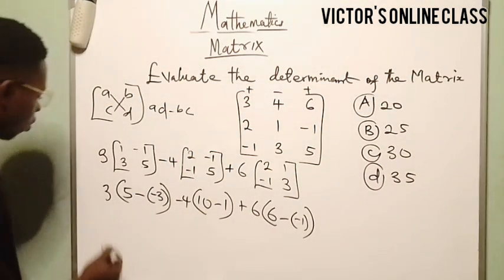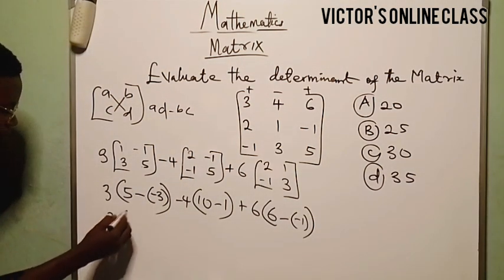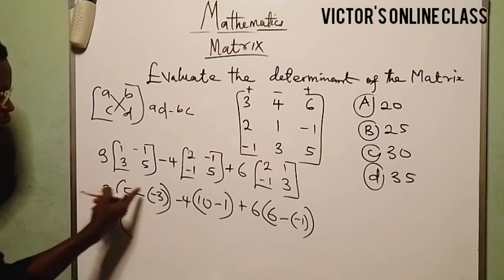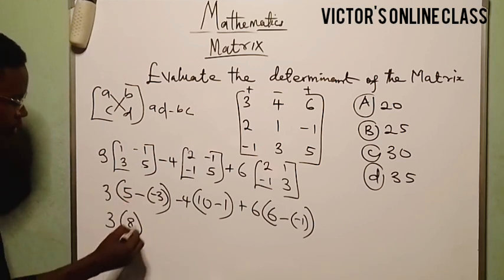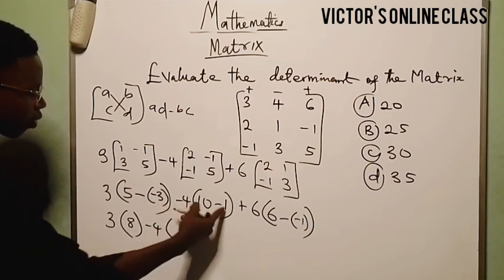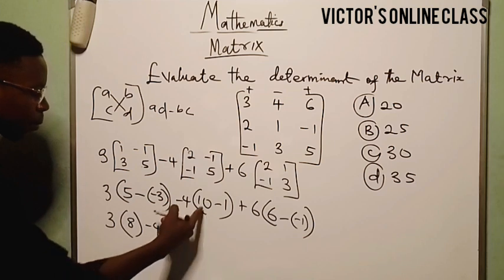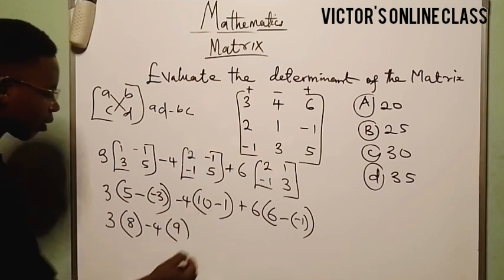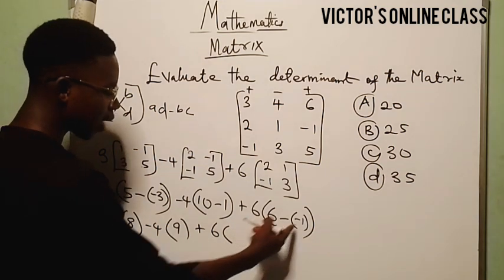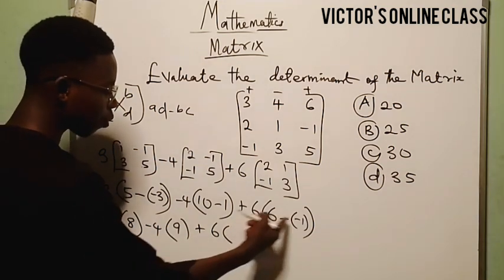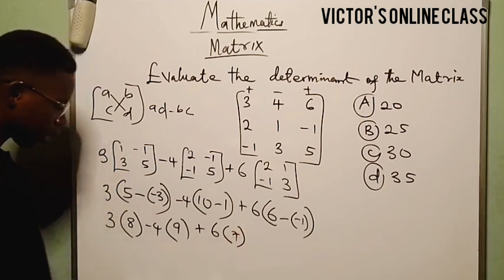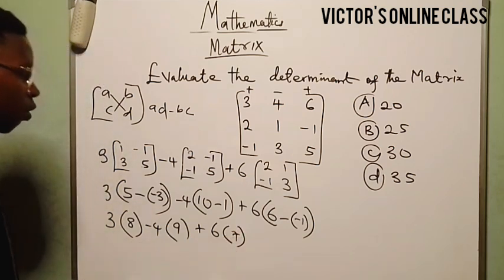Now, you have here, still bring out your 3, open bracket. Minus times minus is what? Plus. Therefore, we have 5 plus 3 will give me 8. Now, minus 4, open bracket. 10 minus 1 will give us 9. Plus 6. Minus times minus is what? Plus. Then 6 plus 1 will give me 7. Now this is the point we have arrived at.